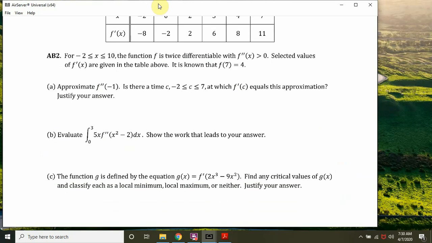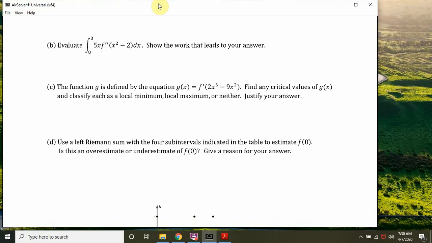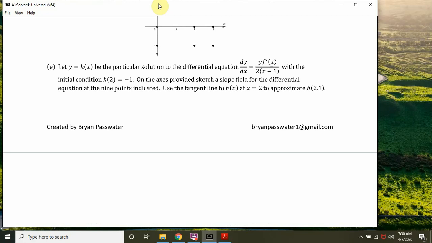Okay, evaluate the integral from 0 to 3 of 5x times f double prime of x squared minus 2 dx. Show the work that leads to your answer. So I'm going to bring this down here where there's a little bit more room.